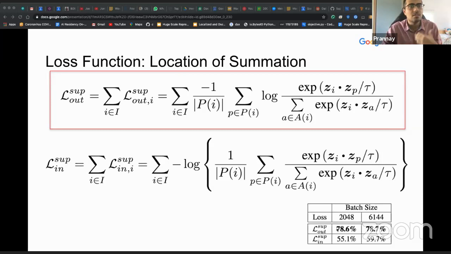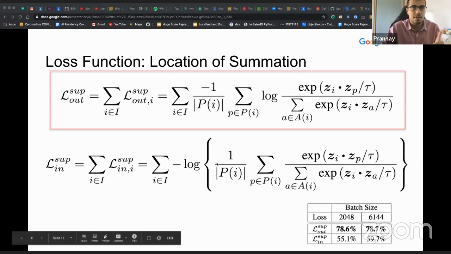And the insight there basically is something like this: when you have it outside, a given positive which is very far away from the anchor has an equal contribution in the gradient as a positive which is very close to the anchor. But that is not true when the summation is inside the log.